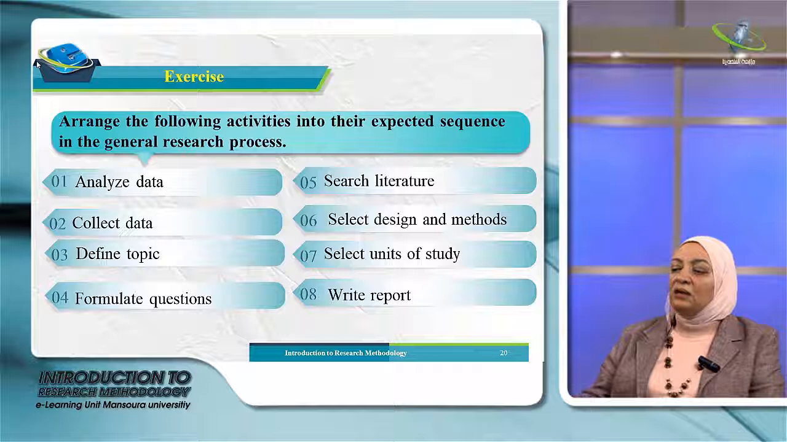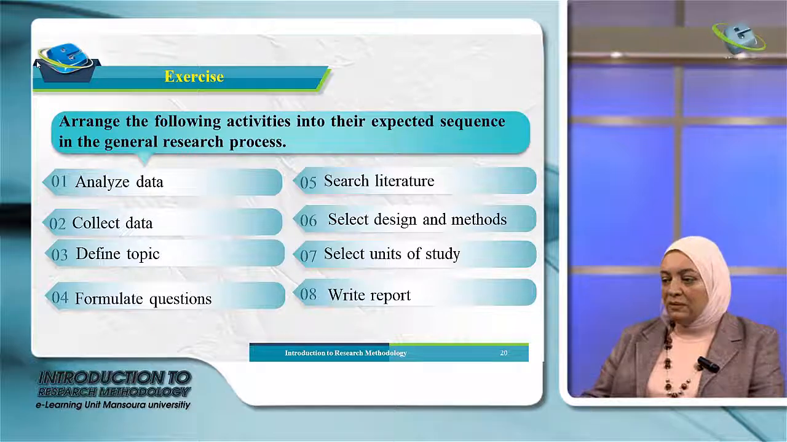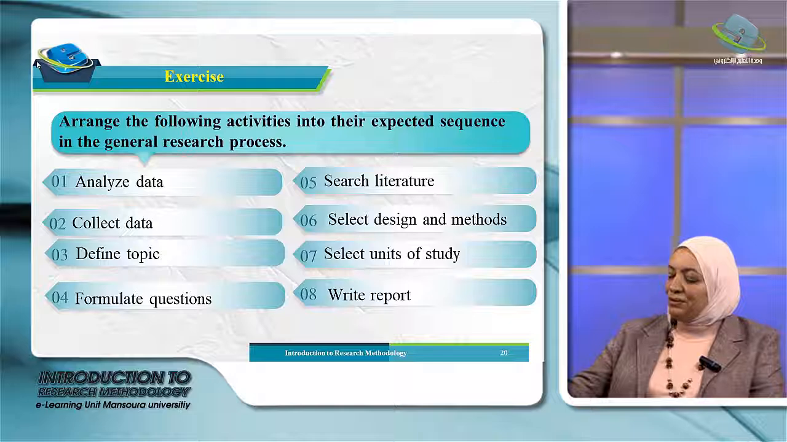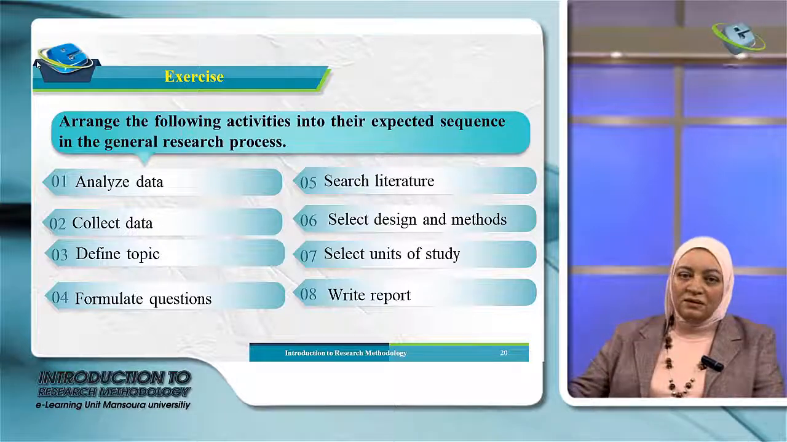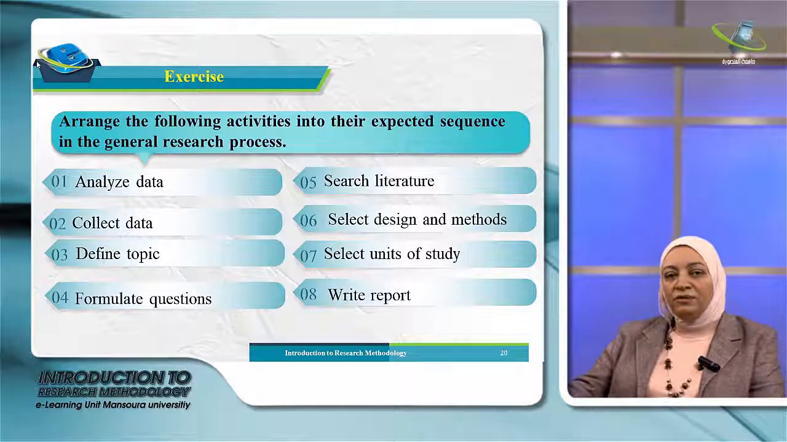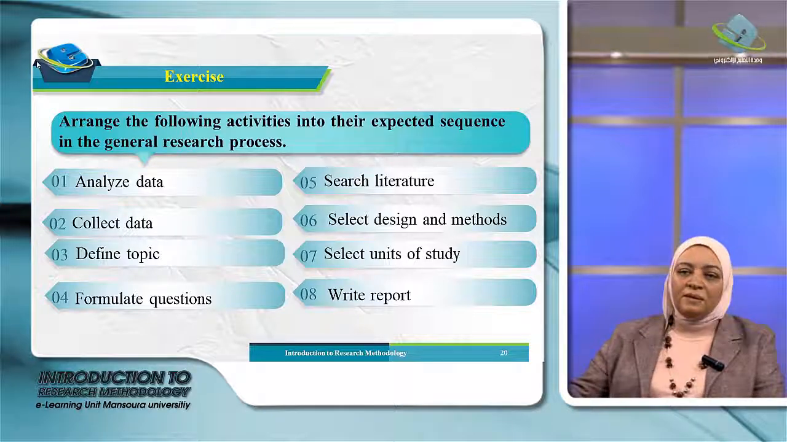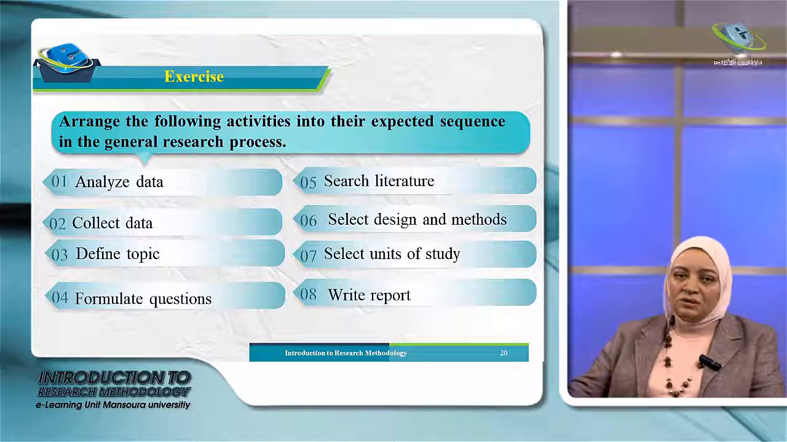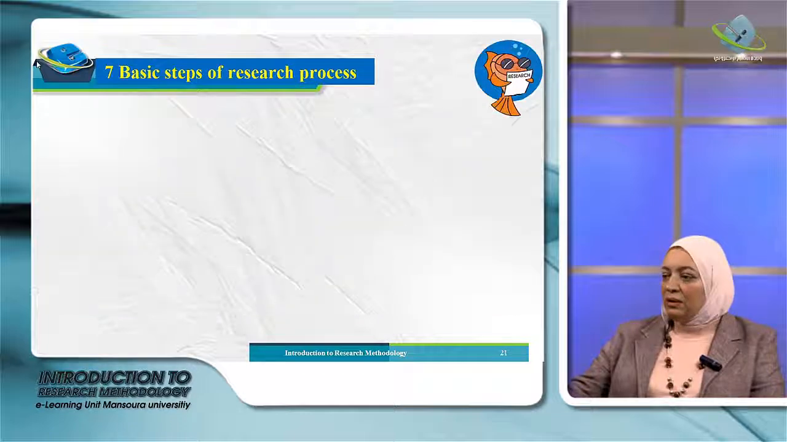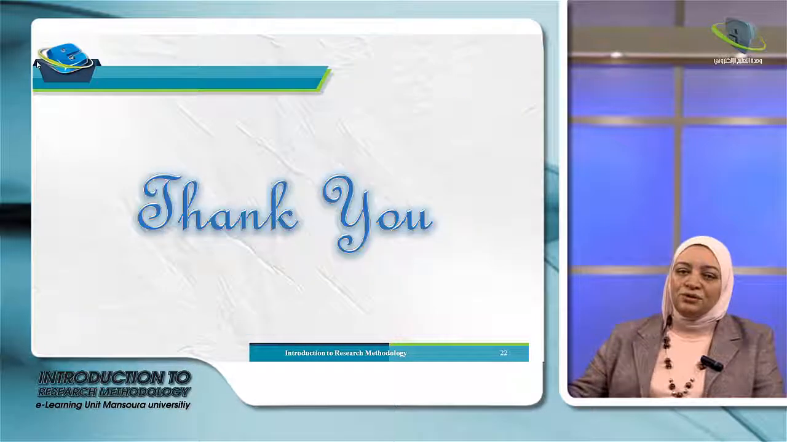This exercise arranges the following activities into their expected sequence in the general research process. The answer is in the next slide. So today we talked about the meaning of research, definition of research, types of research, characteristics and purpose of research, sources of research, and next time, inshallah, we'll start with the research process.